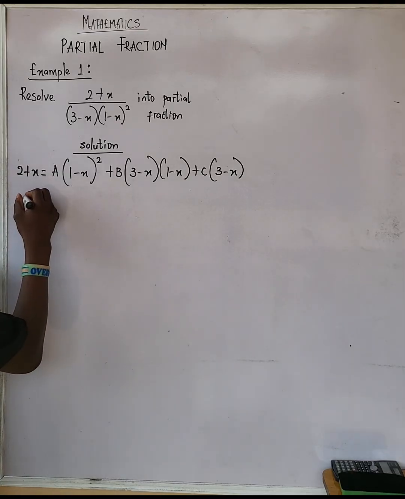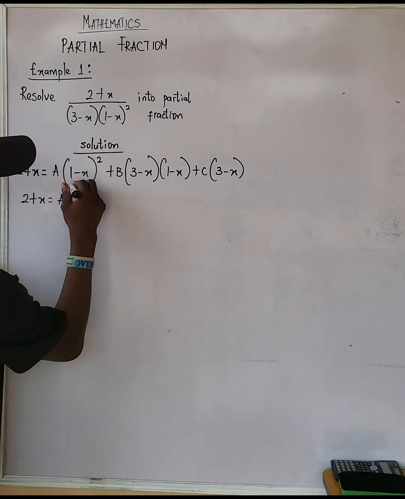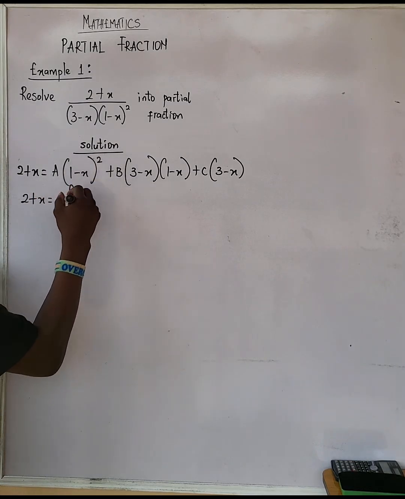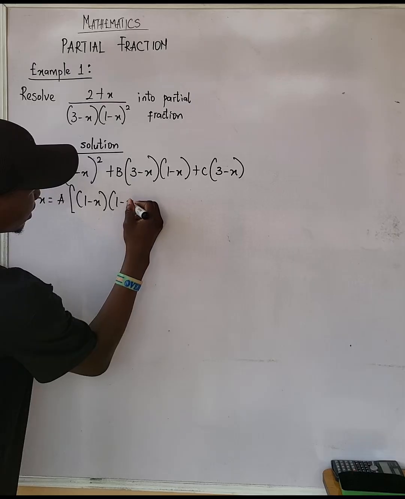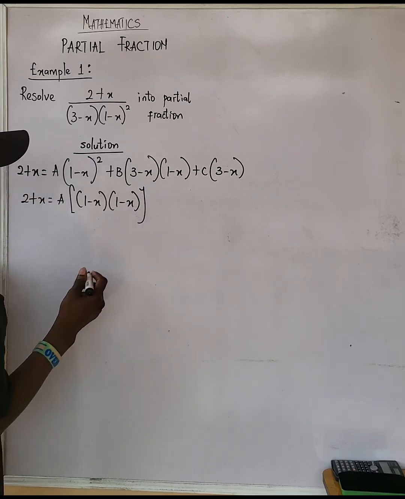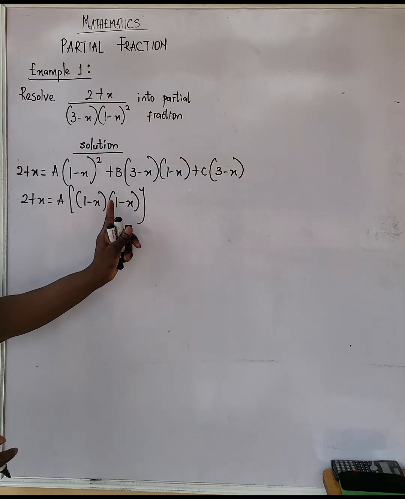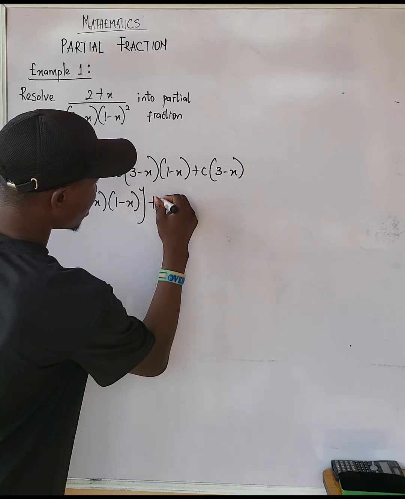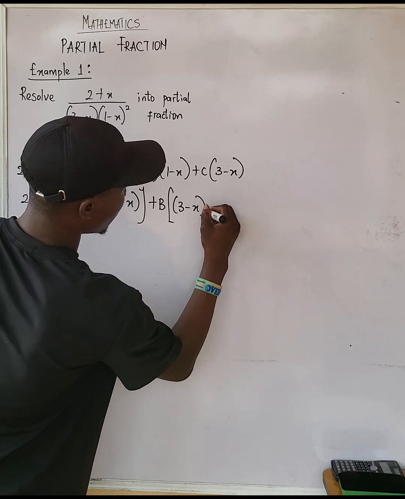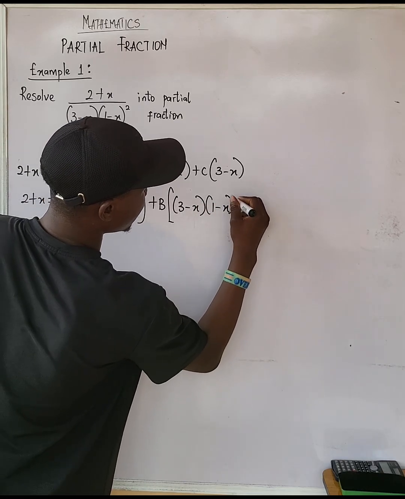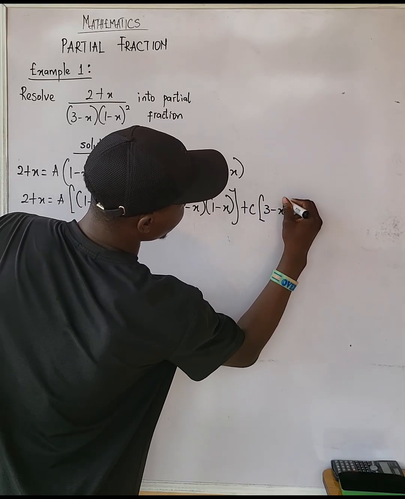So that will be giving us 2 plus x equals to a into bracket. This 1 minus x all squared means 1 minus x, 1 minus x. You know, that's what it means. 1 minus x in two places. This is the meaning, right? This 1 minus x all squared means 1 minus x, 1 minus x. Then we have plus b, then we have 3 minus x, 1 minus x. Then we have plus c, which is 3 minus x.